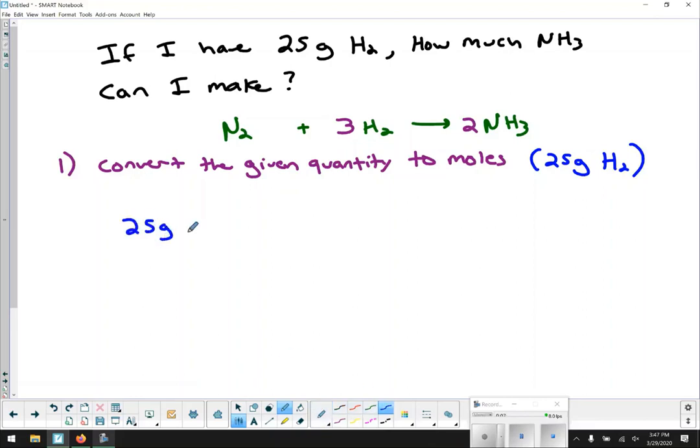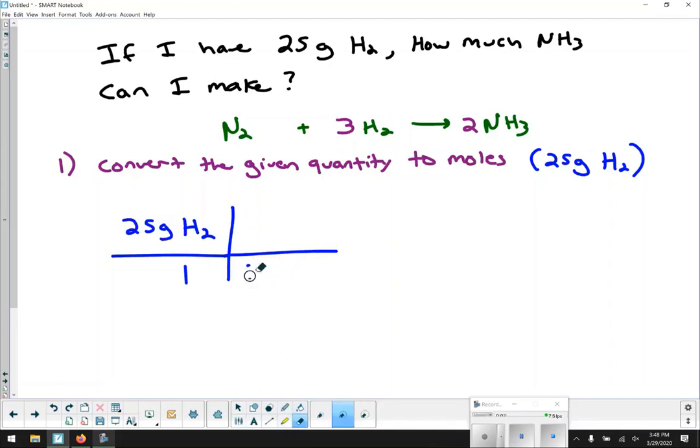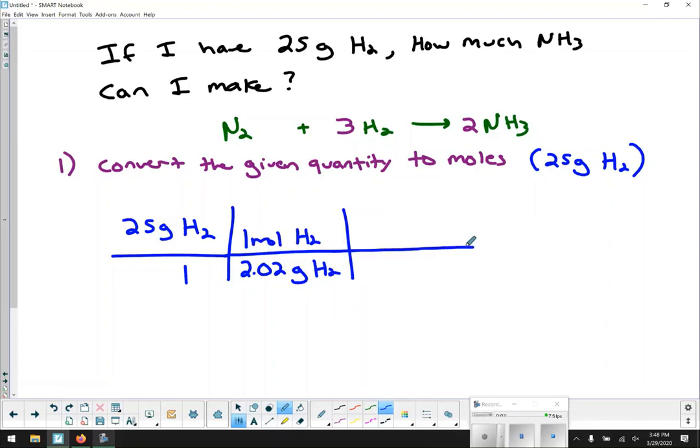So the first step in the conversion is 25 grams hydrogen gas over 1, and hydrogen is 1.01. I'm sorry, that's wrong. Hydrogen gas is 2.02 grams per mole. So we'll put that on the bottom because we want to get rid of grams and get to moles. And I will put H2 with both of these, just to keep it straight that I'm still talking about my hydrogen. So that's our conversion. And I'm not actually going to do the math yet, because I'm going to set up my entire set of conversions before I do anything else.